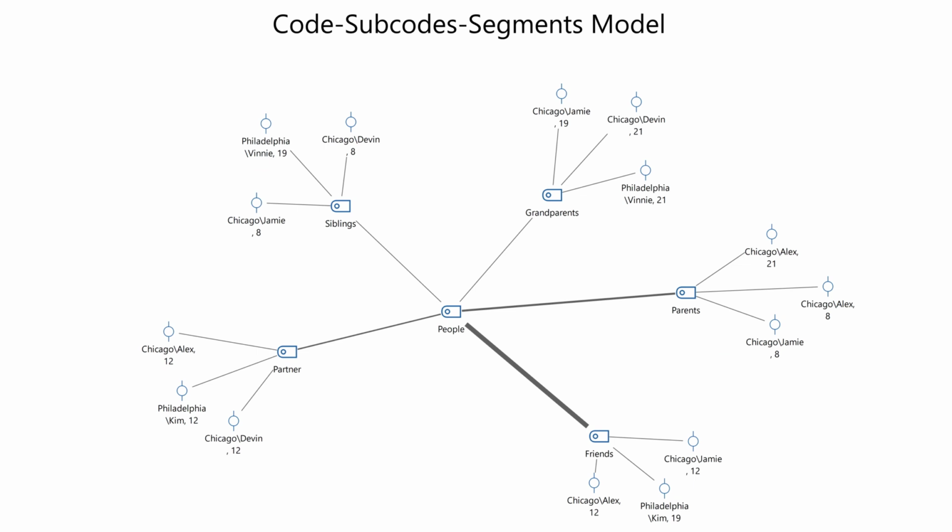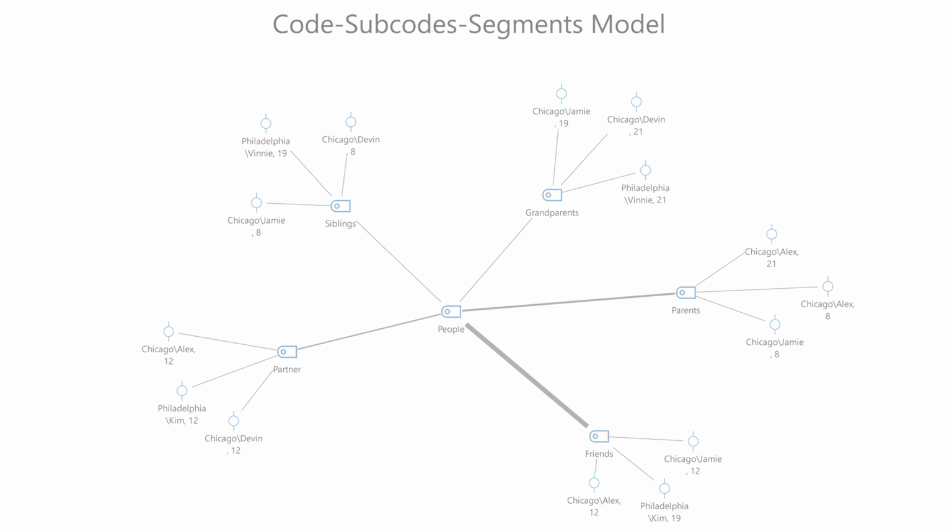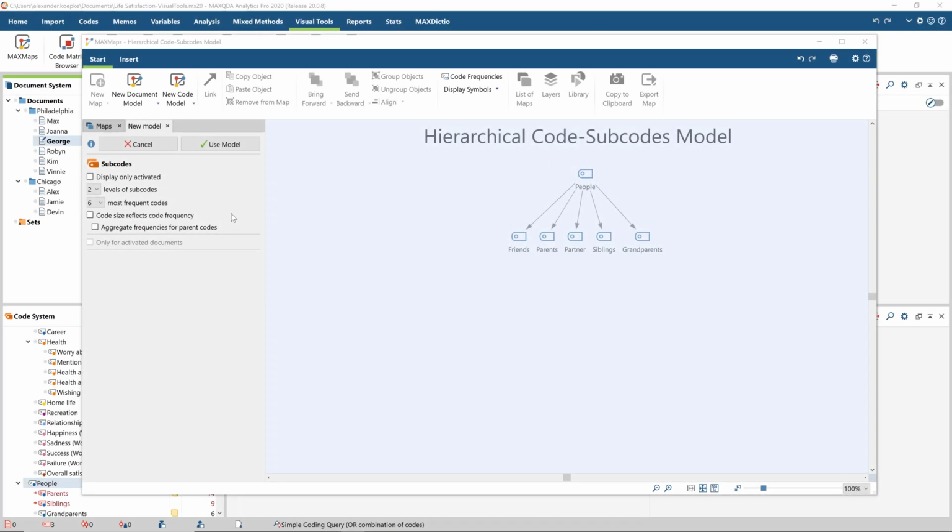In the codes, subcodes, segments model, the map displays a code, its subcodes, and their coded segments. You can therefore use this map to take a look at the relationships between codes and subcodes. The hierarchical code subcodes model is similar in structure, but instead of being displayed in a circle, the subcodes are displayed in the hierarchy of your code system. In the design options, you can do a number of things, such as limit the display to activated codes and documents, or specify that the code symbols should be displayed larger the more frequently that code has been assigned.